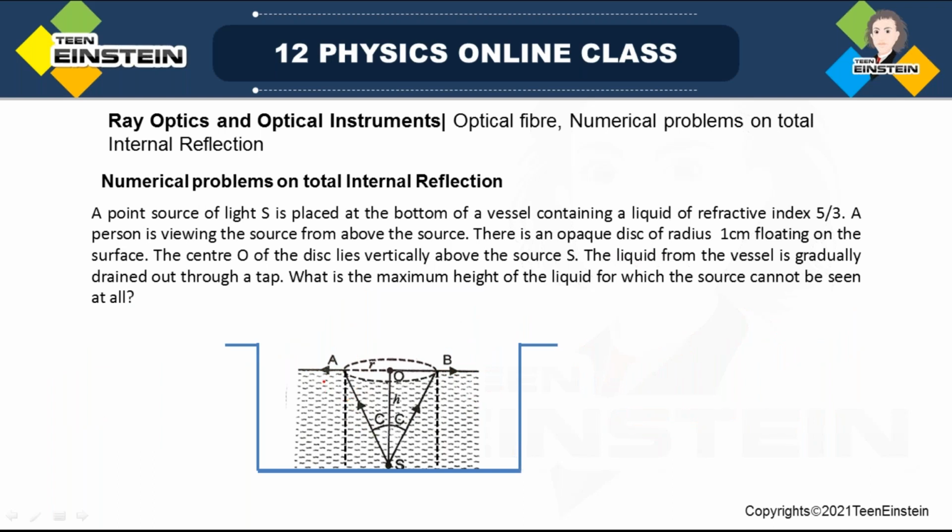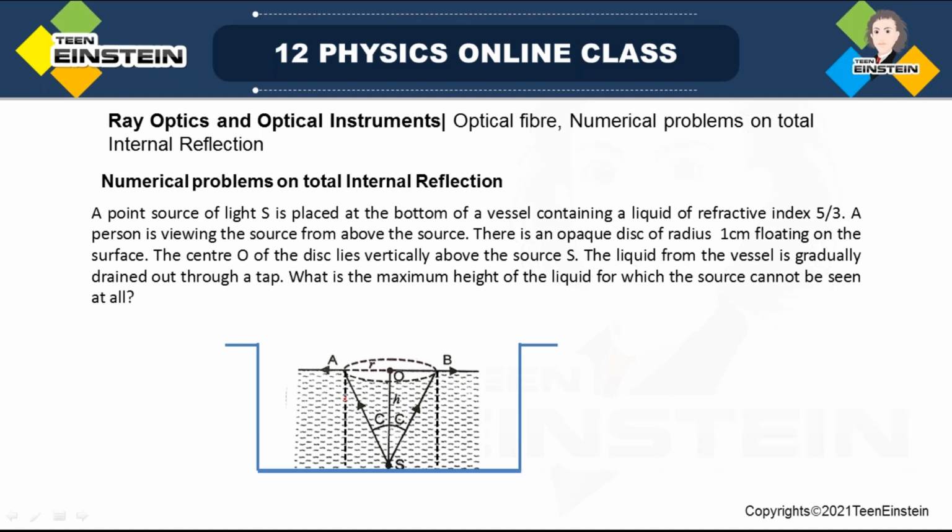Because if I take another ray with an angle of incidence greater than this angle, then the light will go back into the medium like this. If it is beyond the critical angle, it will come back to the liquid itself. It will not go beyond that. So using this formula, we have to find out the height.